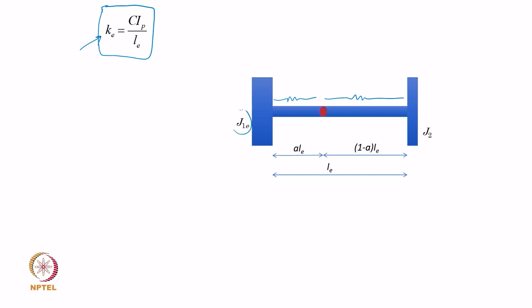J1 is basically the generator inertia, J2 in this case is the turbine inertia, they are coupled together, and now these two inertias are connected by a single shaft like this, right, and they are going to rotate. They will be held in bearings, so they will be free to rotate in the bearing supports.